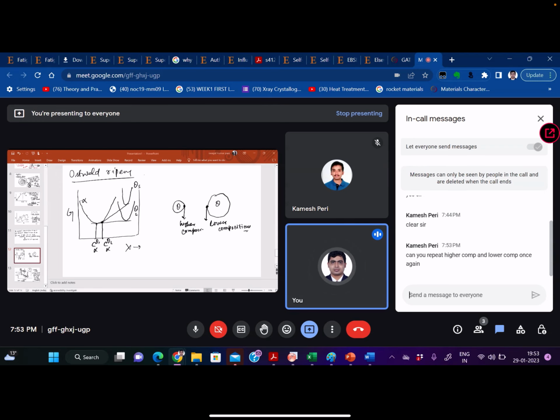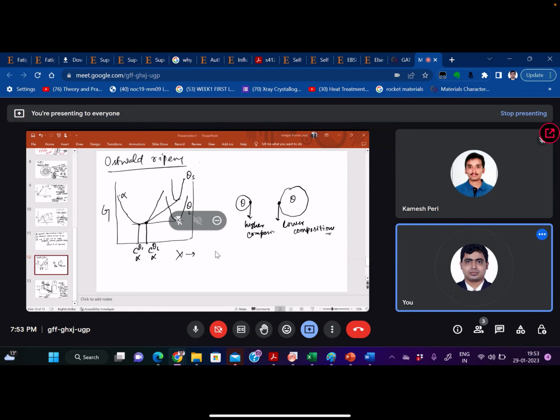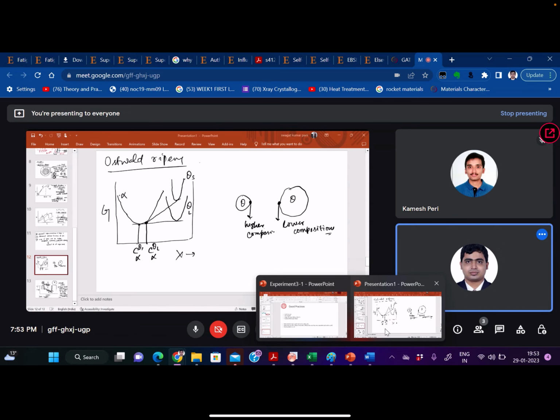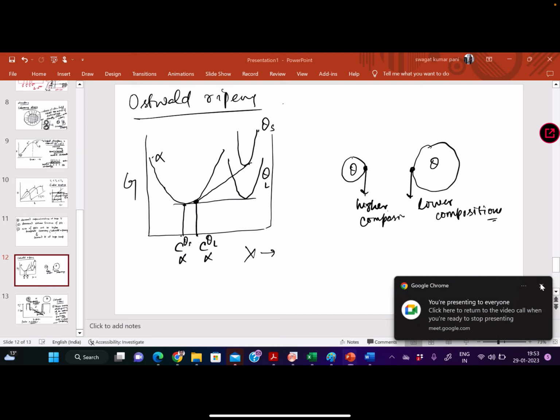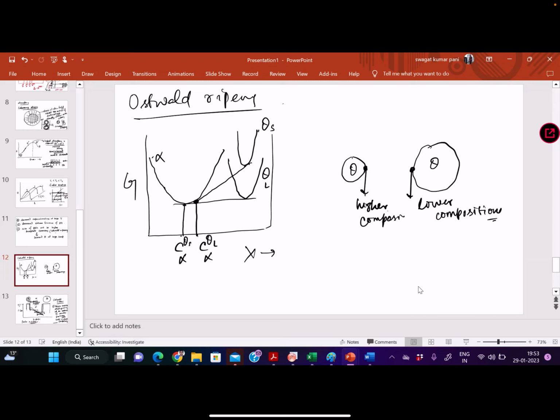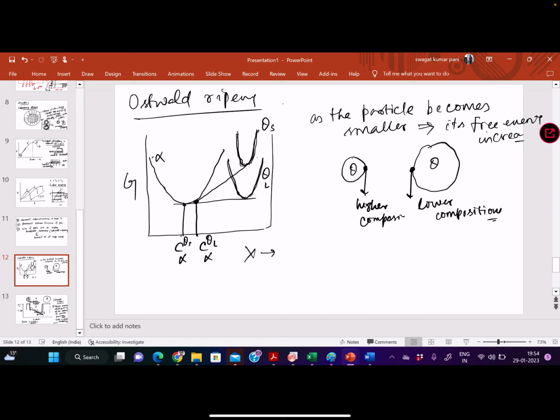Can you repeat higher composition, lower composition once again? Okay, sure. So, see, when you draw the free energy composition diagram, this is for small particle, this upper one, because we know as the particles become smaller, its free energy increases because of the surface energy increases. So smaller particles have higher free energy. So this is one small particle, this is one big particle. This has higher free energy and this has lower free energy.